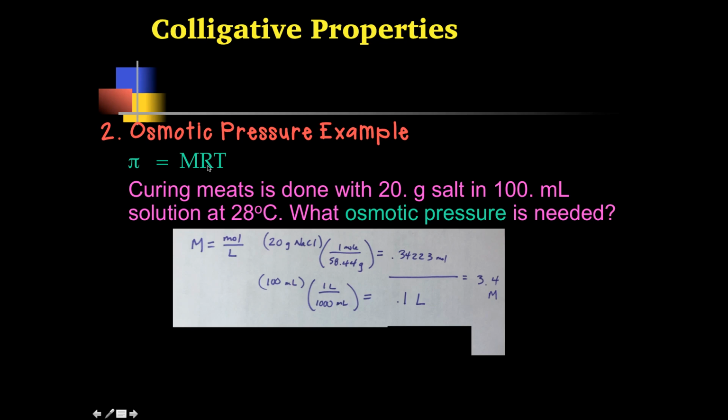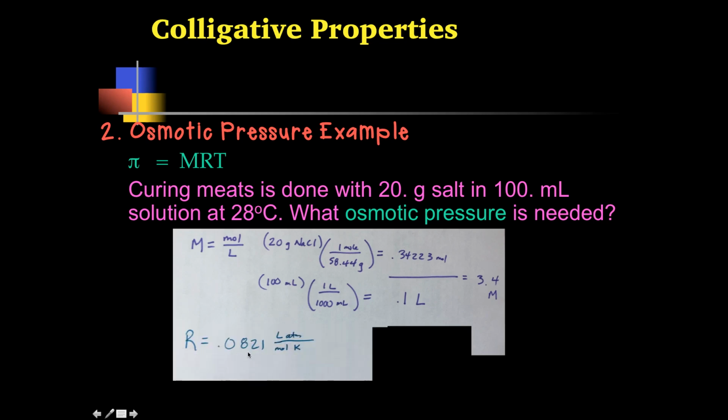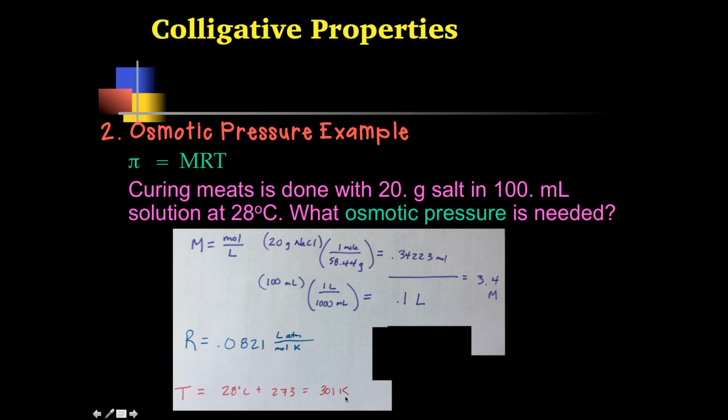Now I need to have my R. Remember, that's a constant, so 0.0821 liter atmosphere on the top, mole Kelvin on the bottom. Those are the units. This whole thing gets plugged into R. And then temperature says it's at 28 degrees, but that's in Celsius, and remember, we need Kelvin to cancel. So I'm going to take the 28 degrees Celsius plus 273. That will turn it into 301 Kelvin.